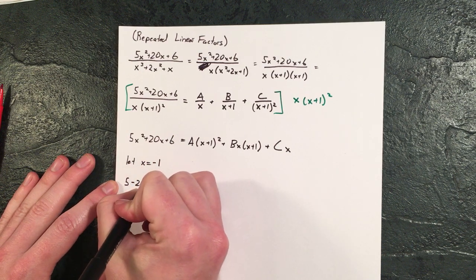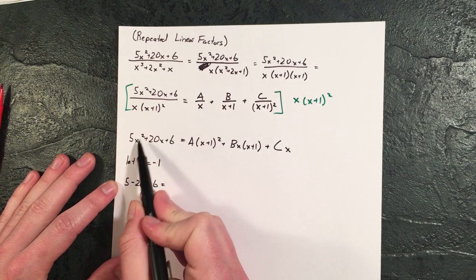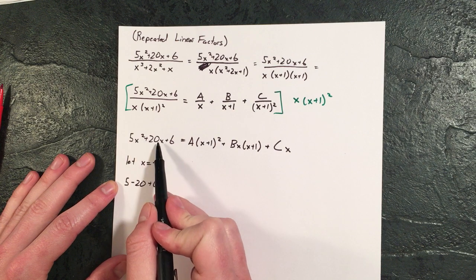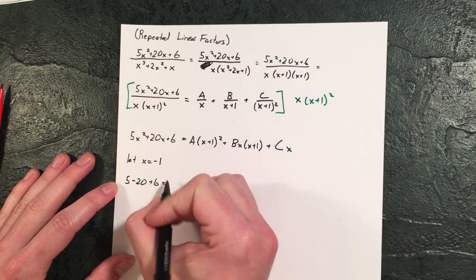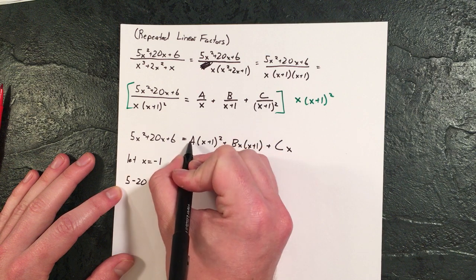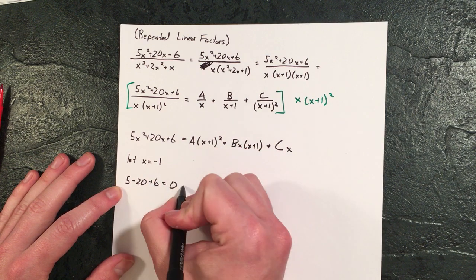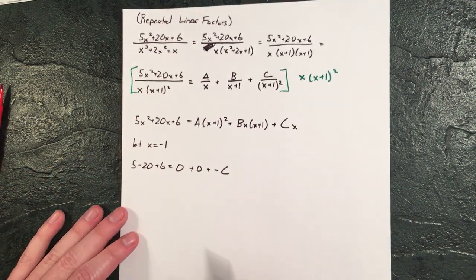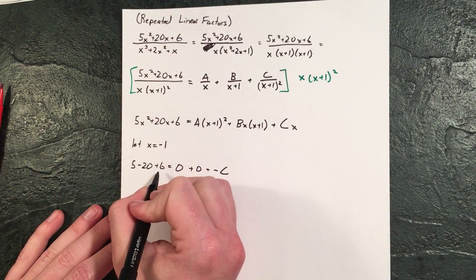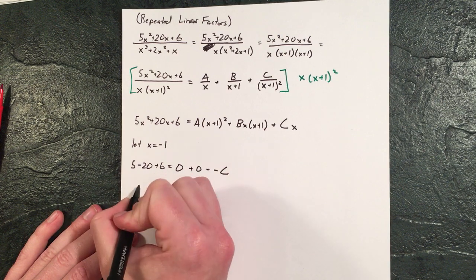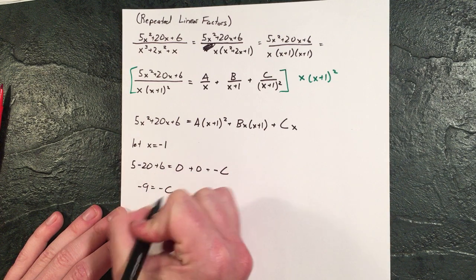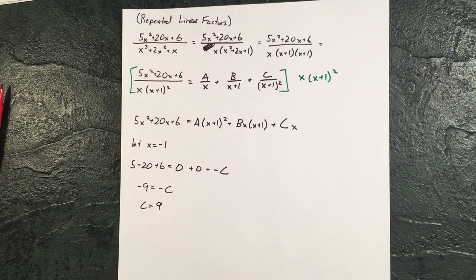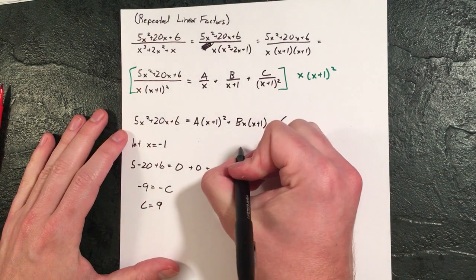5 minus 20 plus 6, because the 1 becomes a -20. Right, we have a 0 here because this is 0 times a. We have another 0 here, and then finally we're left with a -c. 5 minus 20 plus 6, we're left with what? -9. So c equals 9 is what we're looking at here. Great. Okay, that's with x equal -1.